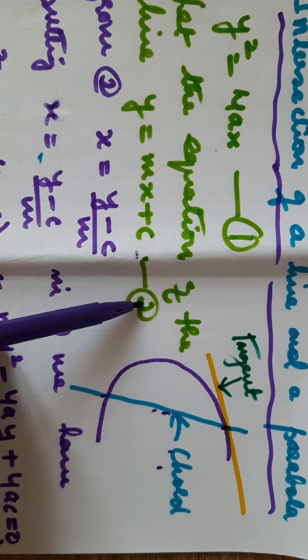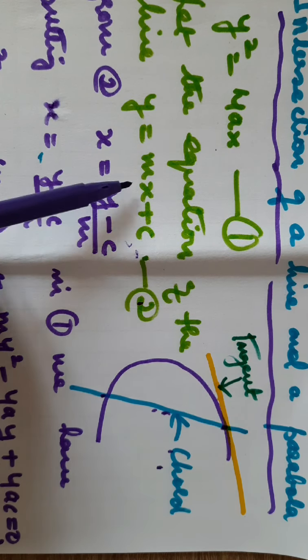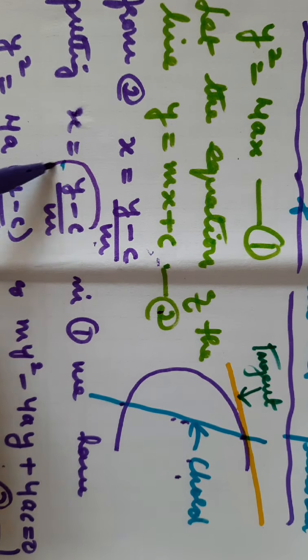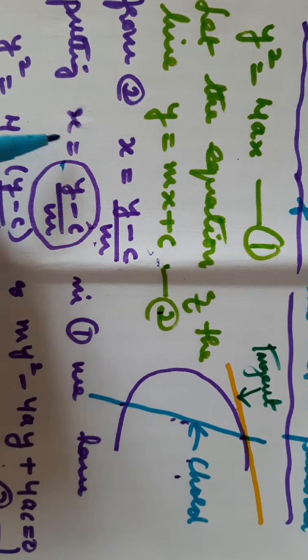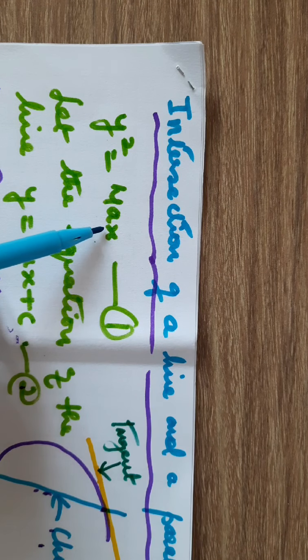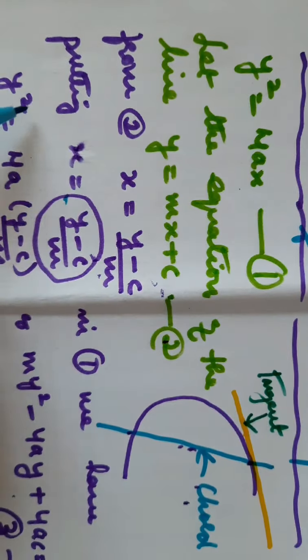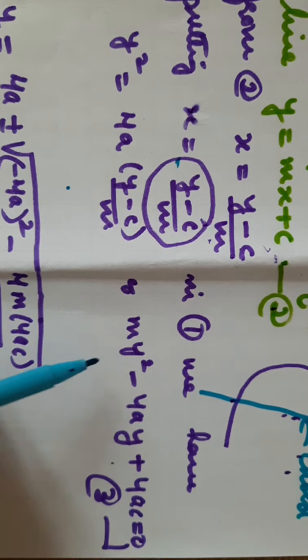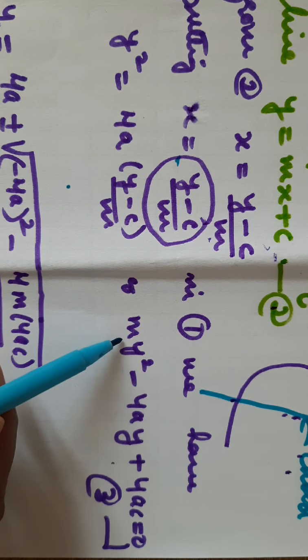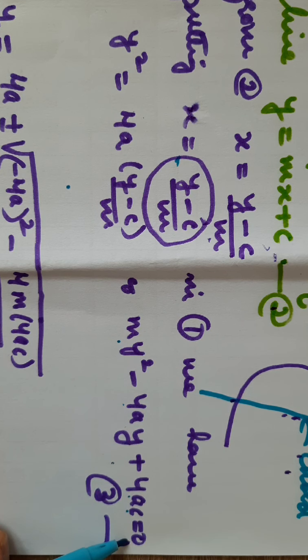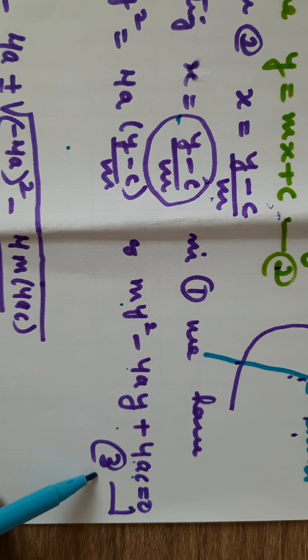Now let us take the equation of this line to be y is equal to mx plus c. From this equation 2 you can find x: x can be written as y minus c by m. Now substitute this value, x is equal to y minus c by m, in equation 1, that is y square is equal to 4ax. After substituting, you'll get y square is equal to 4a into y minus c by m. Simplifying this, the equation becomes my square minus 4ay plus 4ac is equal to 0. Let us name it equation 3.